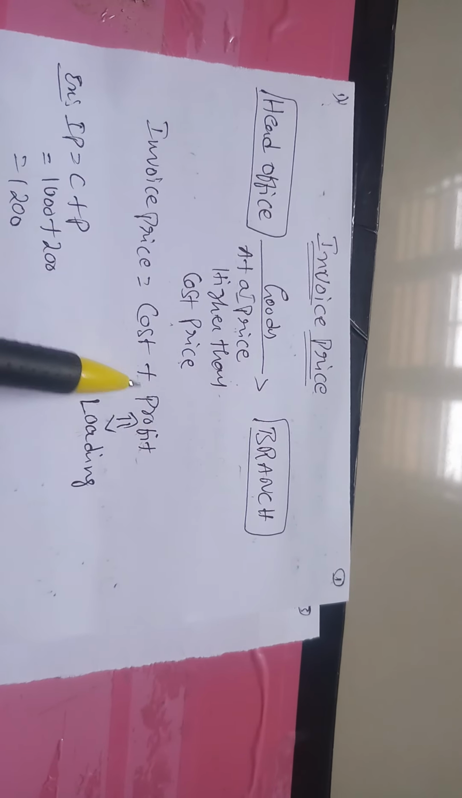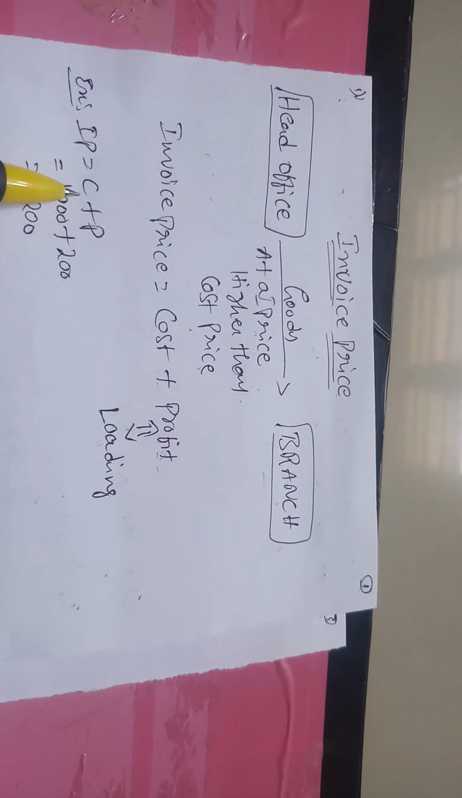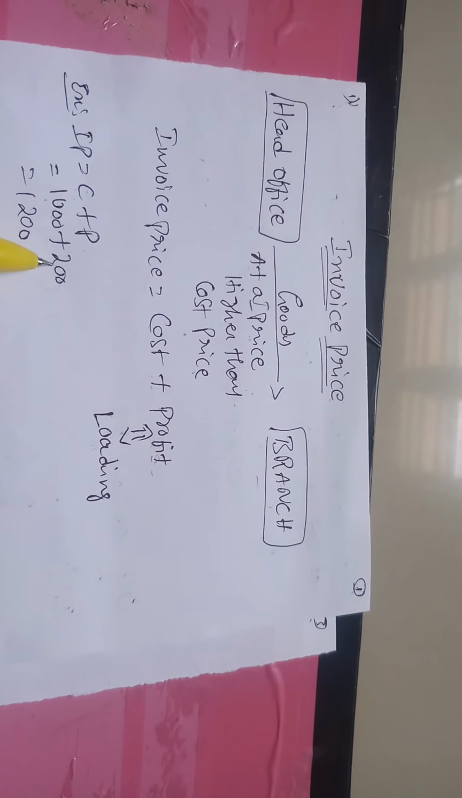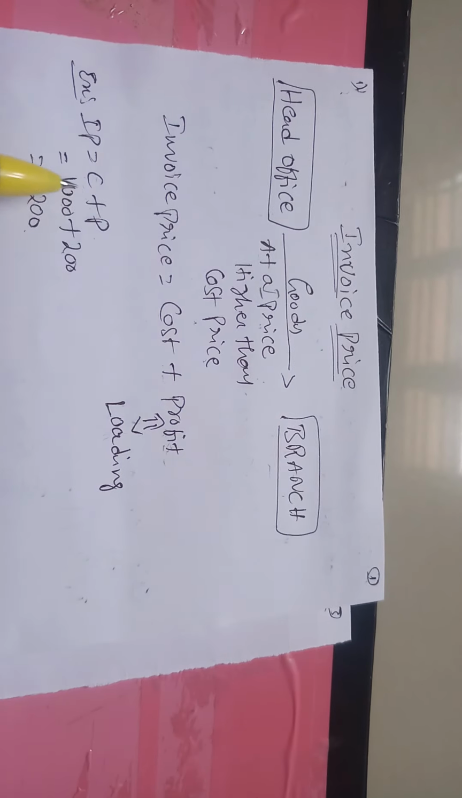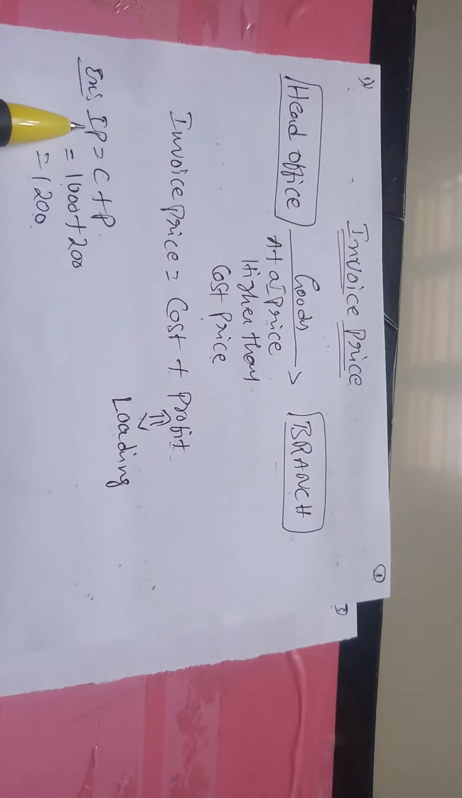This is the formula: invoice price is equal to cost plus profit. Let me give an example here. Invoice price is equal to cost plus profit. Cost is 1000, profit is 200. So the total invoice price is 1200.